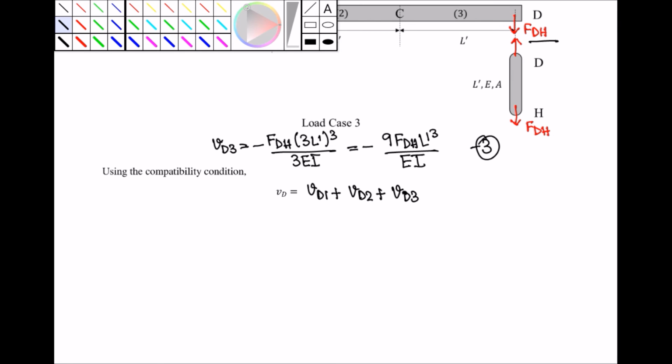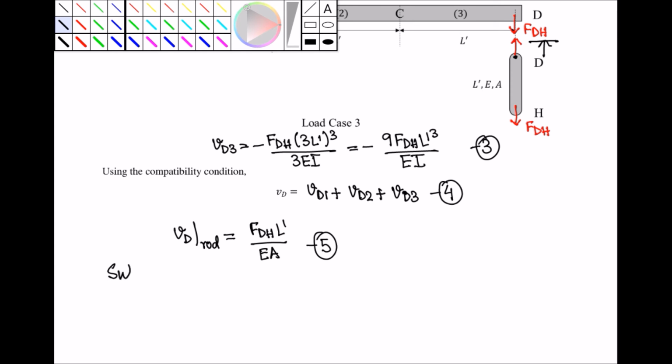Also, from our knowledge of axial deformations, we know that due to the tensile force FTH, the upward displacement of node D in the rod TH is going to be given by Vd rod equals FTH times L prime, which is the length of the rod, divided by EA. Let's call these equations 4 and 5. We know that equations 4 and 5 are going to be the same.